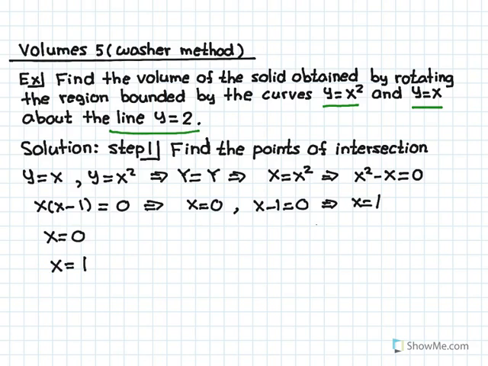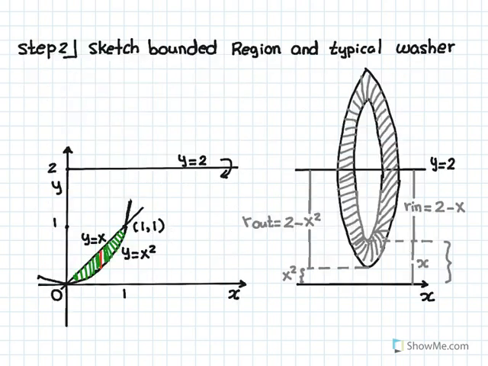Let's also find the y coordinates as well. Let's plug in x equals 0 into y equals x squared, and we get y equals 0. Let's put x equals 1 into y equals x, and we get y is equal to 1. So the points of intersection are 0, 0, these are xy coordinates, and 1, 1. All right, so now let's sketch the bounded region and a typical washer.